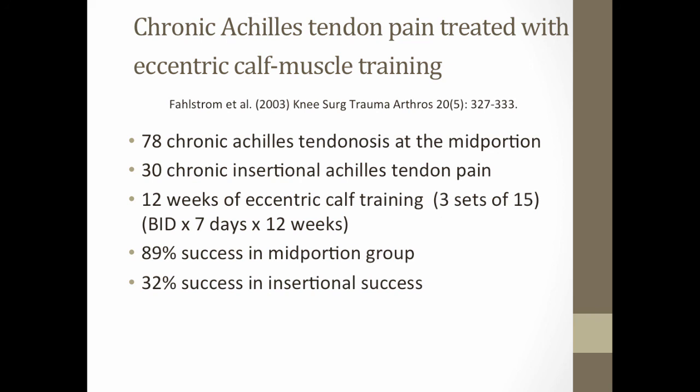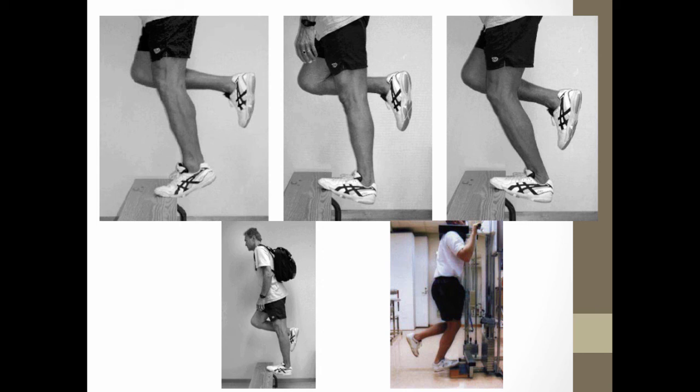So this study looked at doing 12 weeks of eccentric calf training. They did 3 sets of 15, twice a day, 7 days a week, for 12 weeks. When they looked at the success of the two groups, success was defined as a significant reduction in pain with activity and being able to return to the pre-injury activity level. There was 89% success in the mid-portion group, whereas there was only 32% success in the insertional group. We initially weren't sure why. So just giving you the idea, these were the exercises that they did. They did eccentric calf lowering off of a step, going into end range.